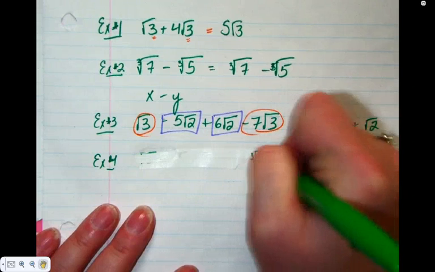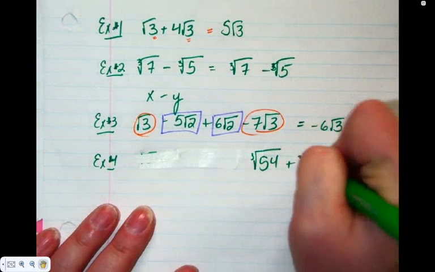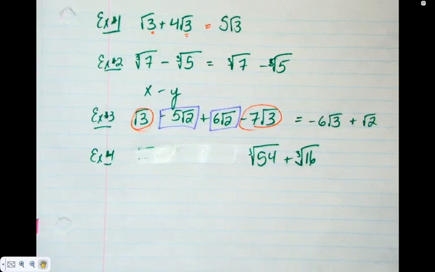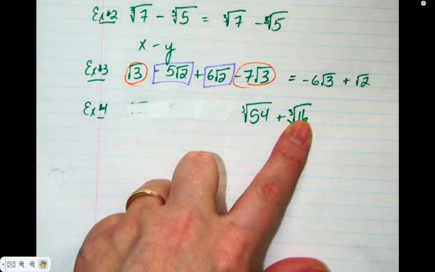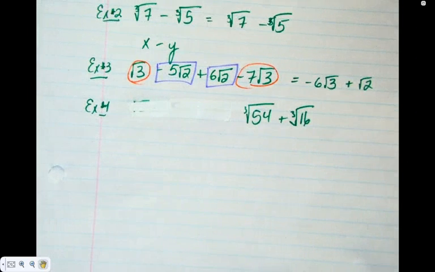Cube root of 54 plus cube root of 16. This is why we have that step 1, which we didn't have to do in 1, 2, and 3. But if you were to just look at these, you'd be like, nope. Not like radicals, can't do anything with it. Well, we have to go through the simplifying process we did yesterday.